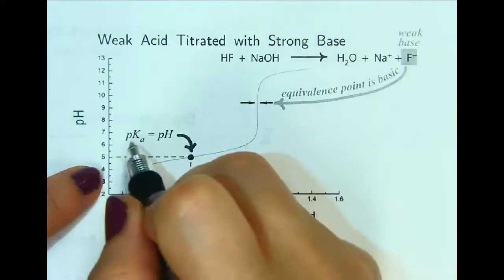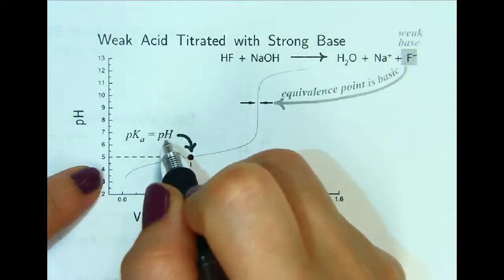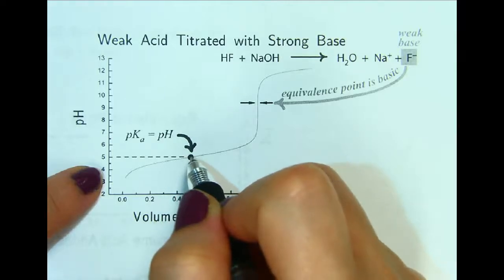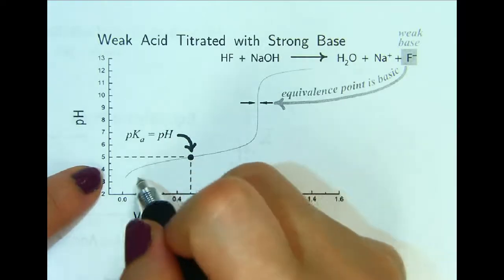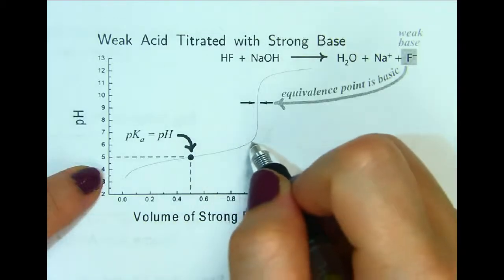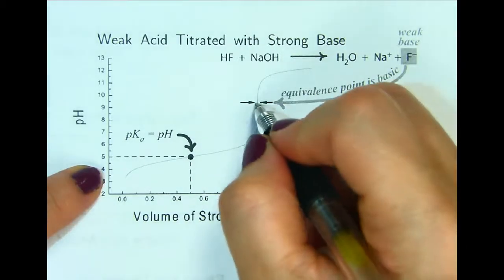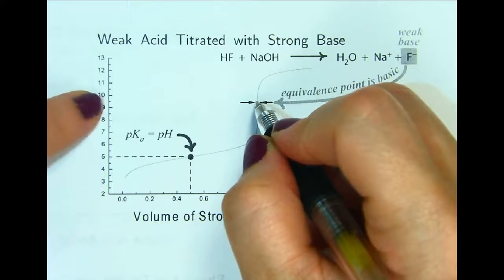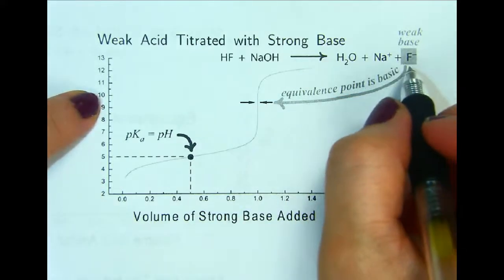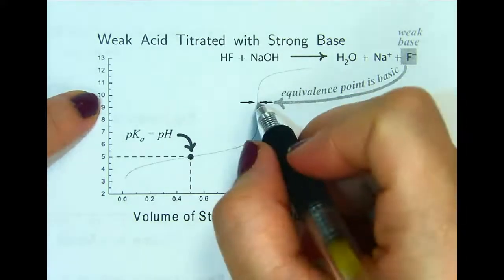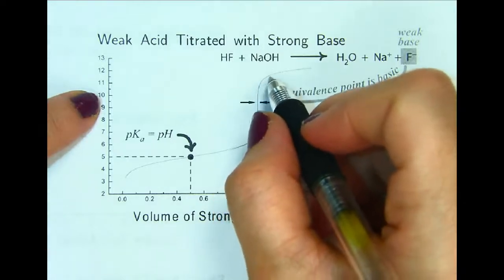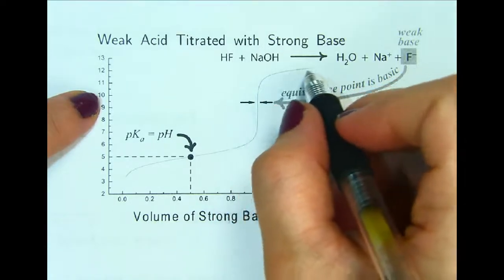And so this is where the pKa equals the pH, or the Ka value is equal to the hydrogen ion concentration. This will be important, and you'll be asked to calculate this. Then, all of a sudden, there's this big jump or rise, and this is going to be the equivalence point. And again, it has a pH that is basic because of the conjugate base being responsible for the pH here. And then as we keep adding the base, all of a sudden it plateaus up here as a basic pH.